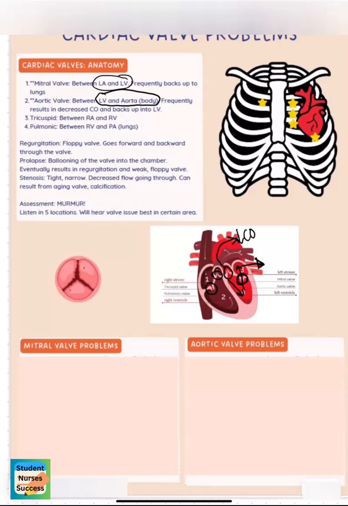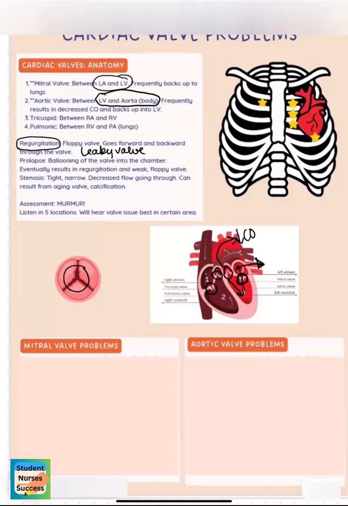A couple other things we need to talk about with regard to definitions. The first is the definition of regurgitation. Regurgitation means floppy valve. If your valve is regurgitating, that means it's not very strong and it's actually leaking, and blood is going both forward and backward through it when it closes. You can see in this picture right here how the valve is not closing tightly. So this particular valve is probably regurgitating or leaking. Leaky valve. Valves should close very tightly.